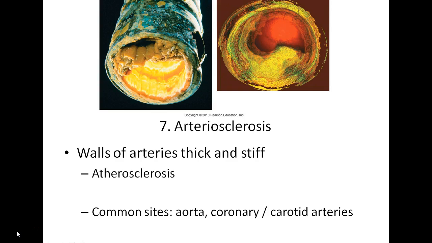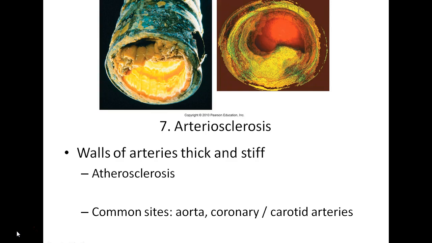Let's now turn our attention to a homeostatic imbalance of these blood vessels, arteriosclerosis, more commonly called presently atherosclerosis. And this is going to be a hardening of the artery walls. The walls of the artery become sort of thick and stiff.